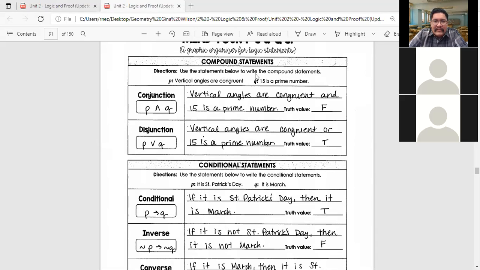Directions, let's see, use the statements below to write the compound statements. So it gives us some statements here. Statement P says that vertical angles are congruent. Q says that 15 is a prime number. And it looks like they wrote the exact same statements here. So P and Q. And here you have P or Q.